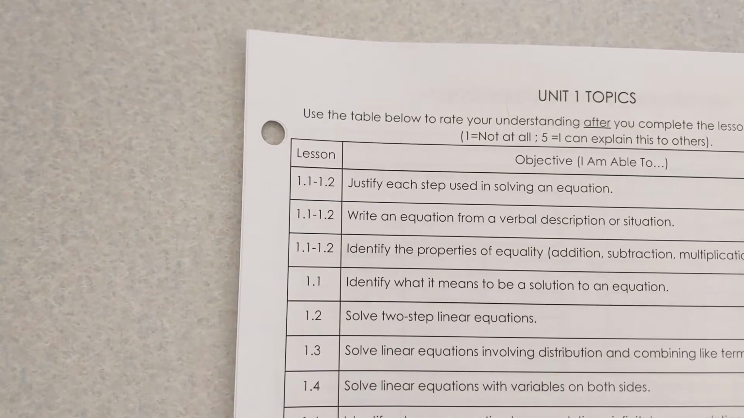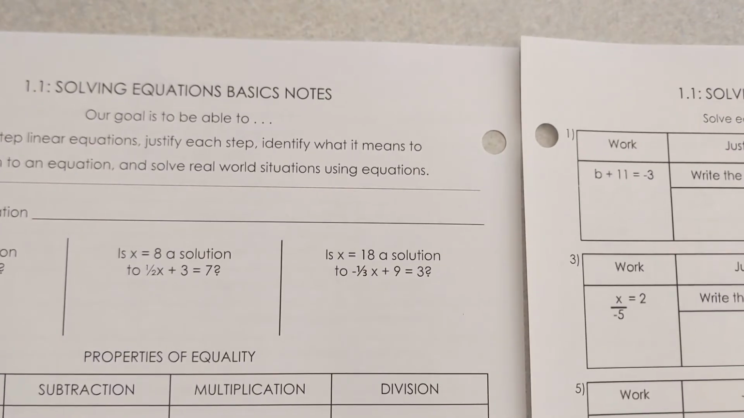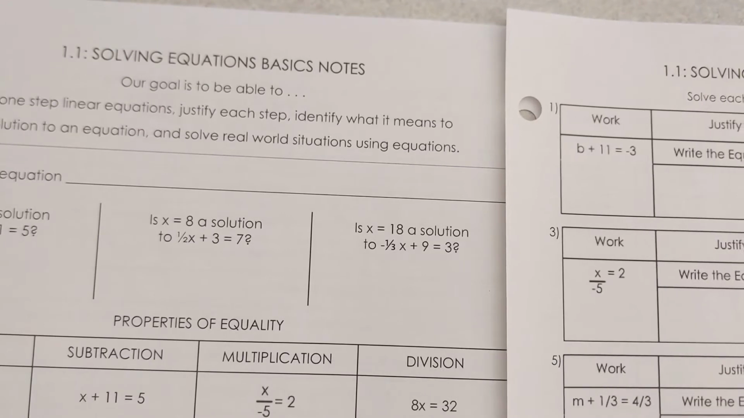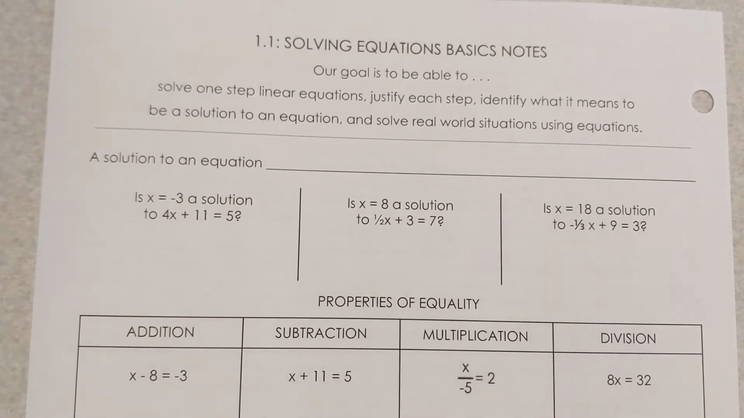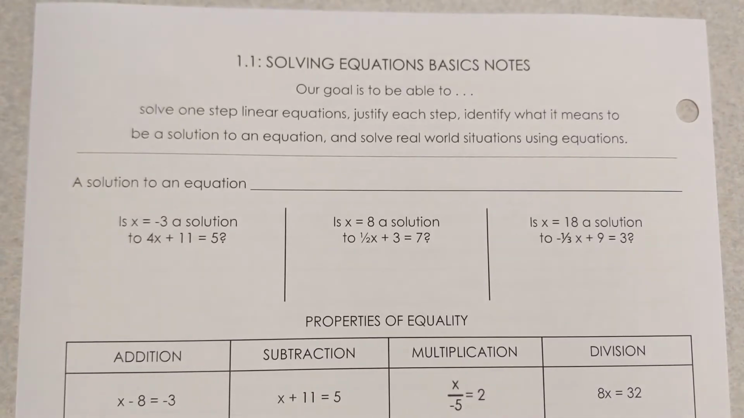So on the back side of this, what you're going to notice is we have our notes. And then the next page is the assignment. So it's going to sit in your binder kind of like this, and the notes are going to be on the left side, the assignments are going to be on the right side. The assignment is what we're going to work on in class. The notes are sort of like your homework, okay?